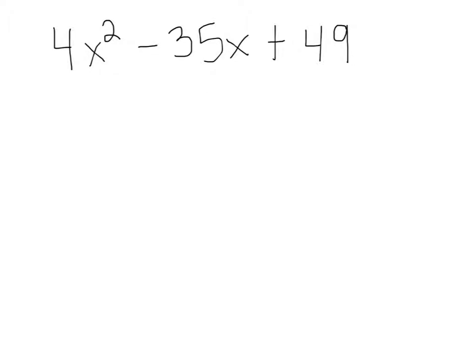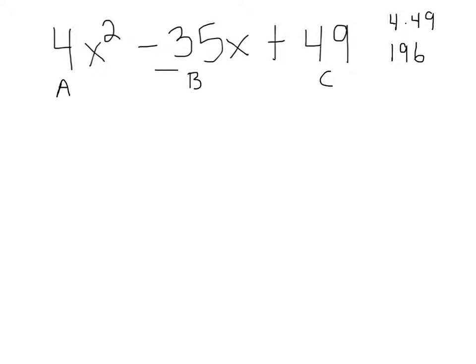So we're going to multiply a and c. Okay, a is the number in front of x squared, and c is 49, where this is b, negative 35. So when I multiply 4 times 49, what do I get? 196. Now, here's how I would list your factors of 196.